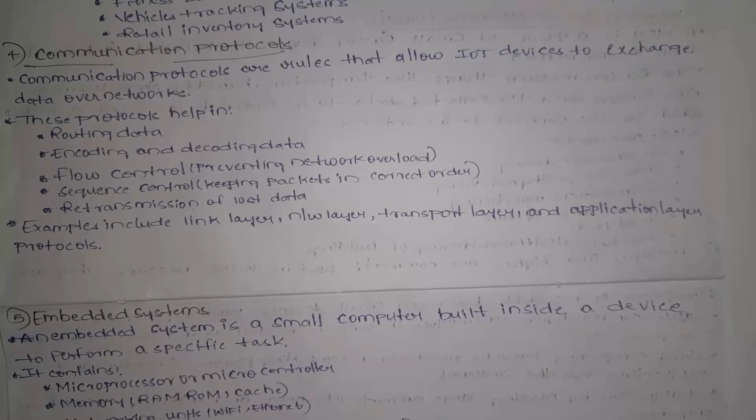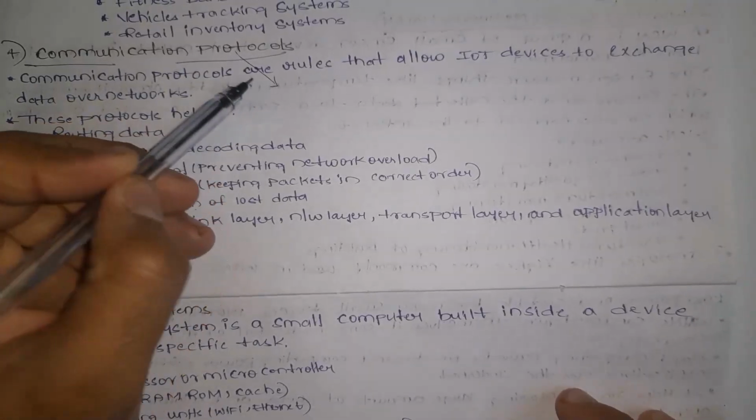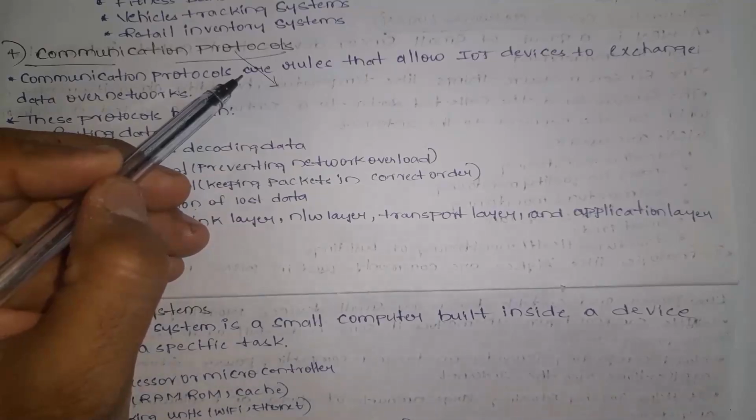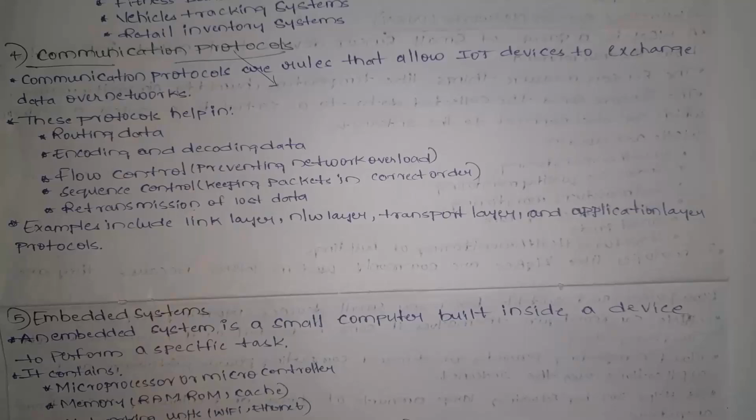And fourth one is communication protocols. Guys, protocols are nothing but rules. If one device wants to transfer data to another device, then the device needs to follow rules. We call those rules protocols. If IoT devices want to exchange data, then they need to follow rules. We call those rules protocols.